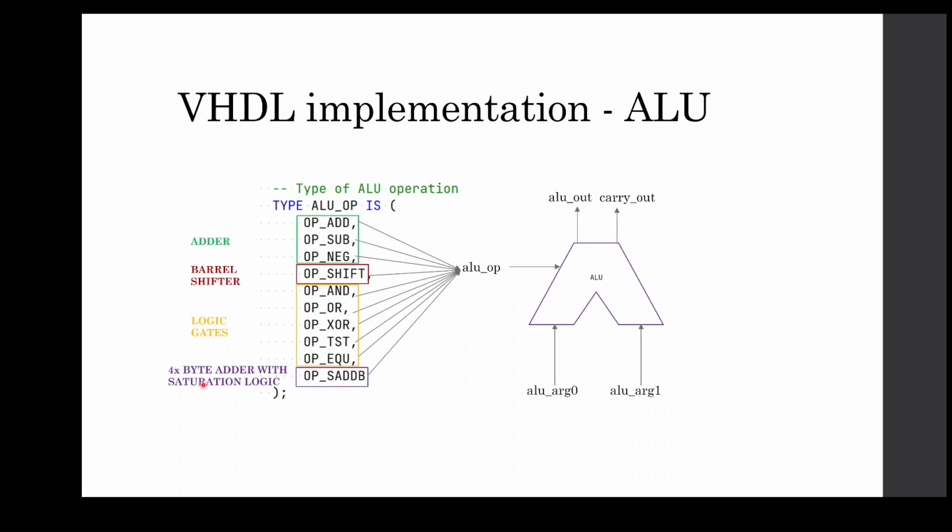The logic for saturation involves looking at the sign bits of each byte in ALU arg0 and arg1, as well as the carry out from doing the byte addition, and determining whether or not we should set the resulting value to 7f, which is plus 127, or minus 128 if it's an underflow. If the conditions for overflow and underflow are not met, then we just copy the results of the byte adder directly to the corresponding bits in ALU out.